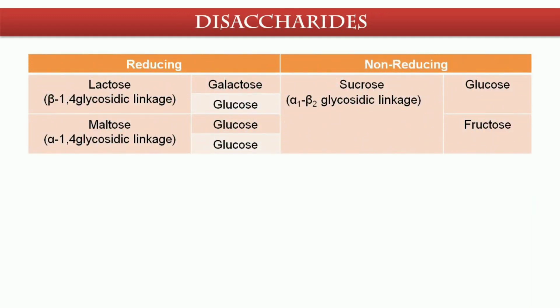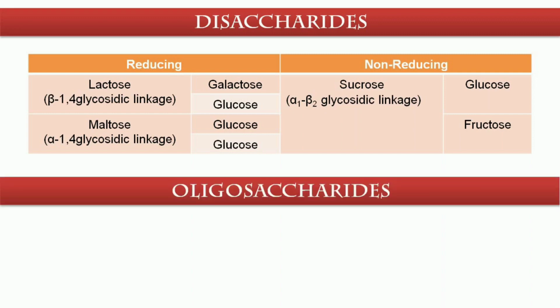Now disaccharides. Disaccharides are classified into two types, reducing and non-reducing. Now in reducing, we have lactose, which has a beta 1,4-glycosidic link and is made up of two units, one of galactose and one of glucose. Again we have maltose, which has an alpha 1,4-glycosidic linkage and is formed by two units of glucose. In non-reducing part, we have one and only alpha 1 beta 2 glycosidic linkage containing sucrose, which is made up of glucose and fructose. Then comes oligosaccharides.